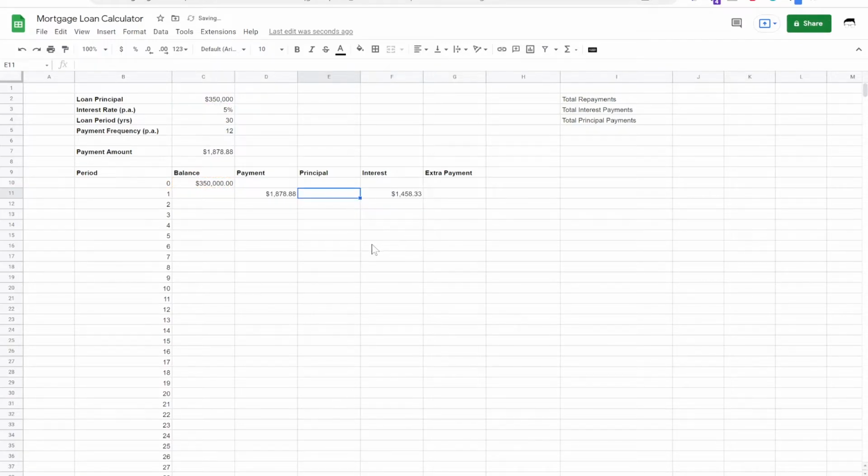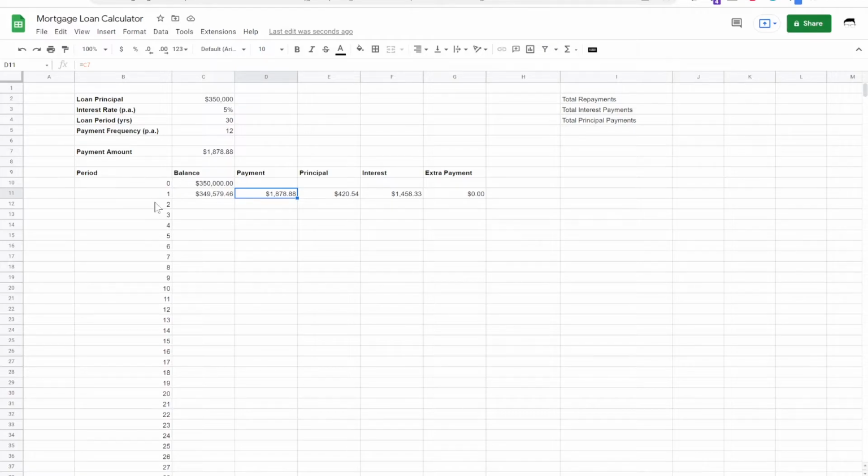Now the principal amount is essentially the payment amount less the interest, as the payment we're making is both interest and principal. And then we move across to the extra payment, and for now we'll just leave this as a zero. Now when we calculate the balance, as I mentioned before, it's a cumulative total. So what we need to do is take the 350,000 and take away the principal amount that we've paid. But then also, if we've made any extra payments, this will come straight off the loan balance. So this will be the formula that we use.